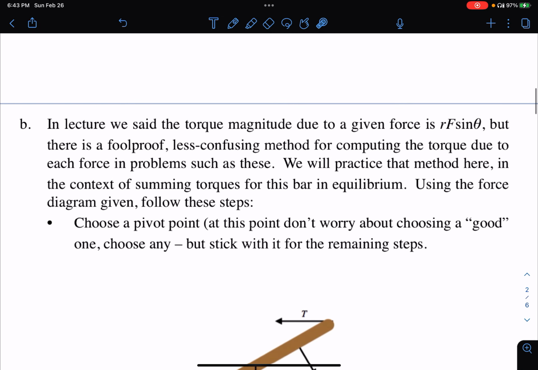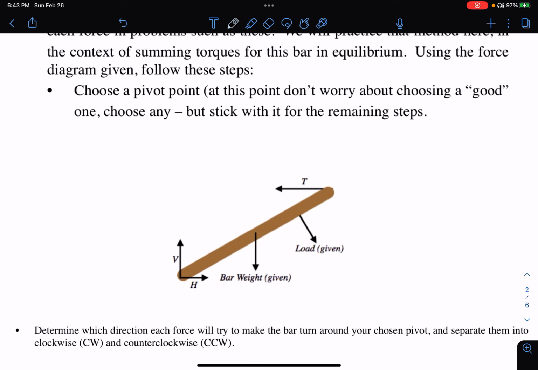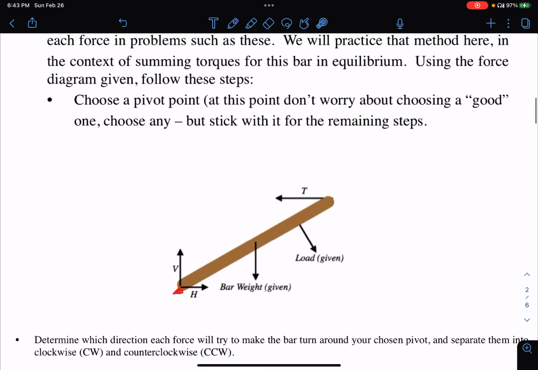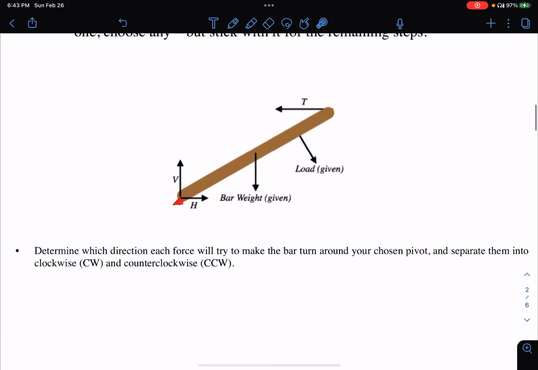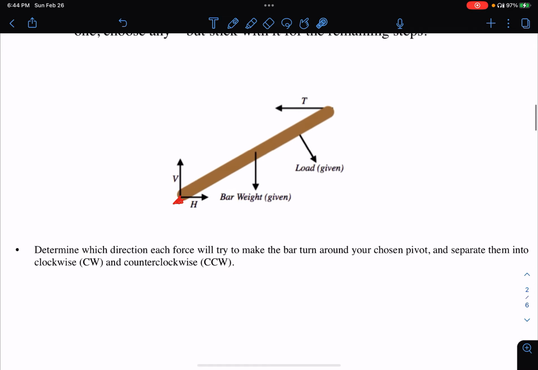Good. So now we should choose a pivot point. Let me choose this point. I'm choosing this point because then the torque caused by H and V are both zero because they act on the pivot point. If I choose any other point, I can only make one force to have the zero torque, but by choosing this point, I can get rid of H and V.